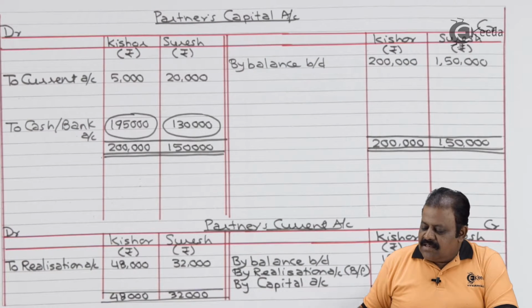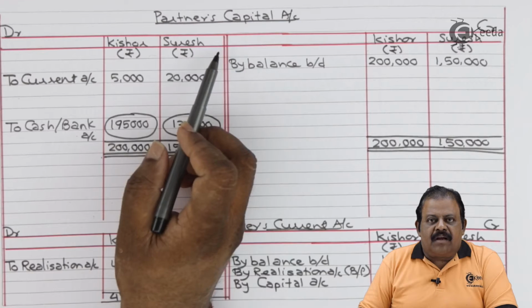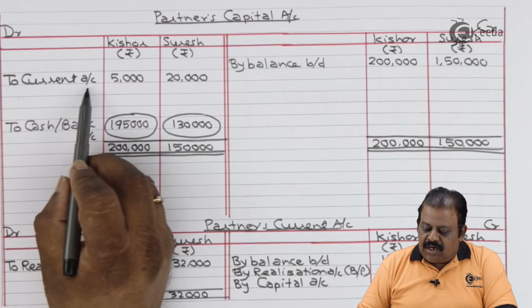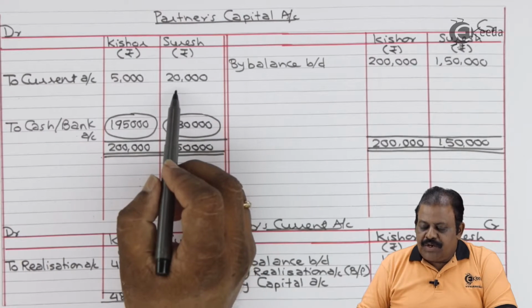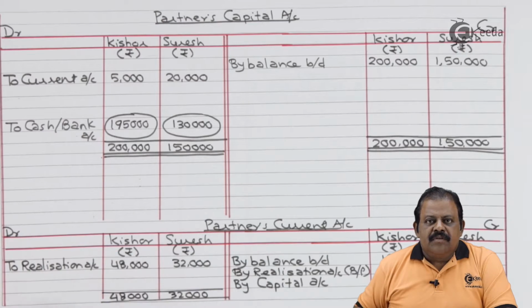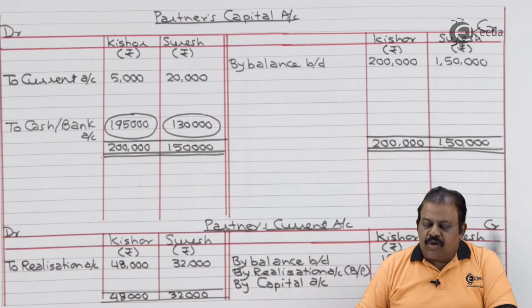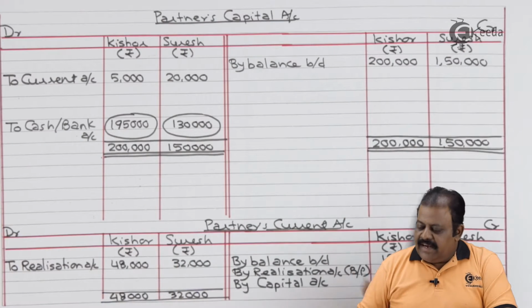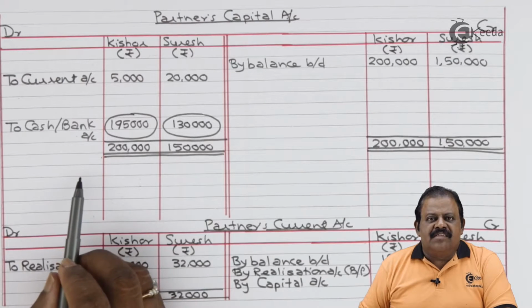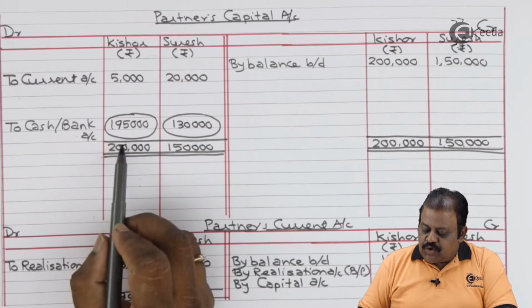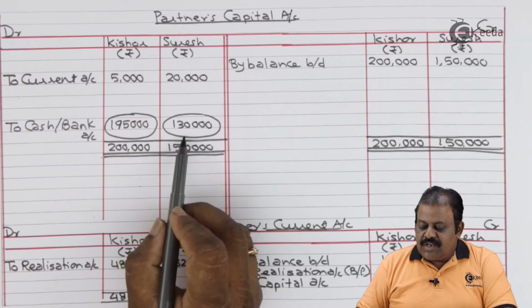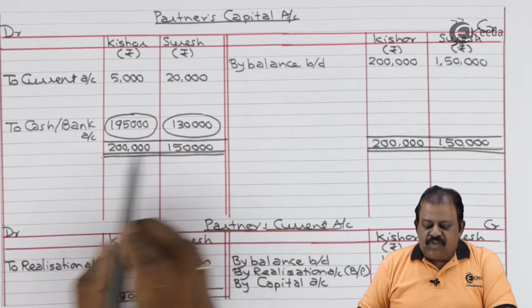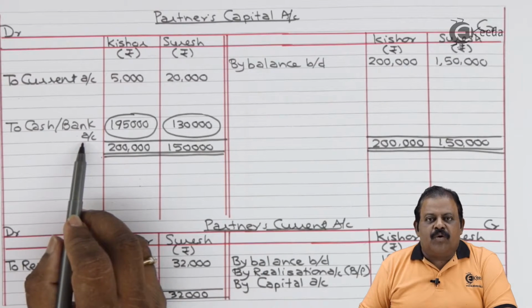Partners' current account balances are transferred to partners' capital account on debit side, to current account Kishore 5,000, Suresh 20,000. Now partners' capital accounts are closed. Credit side is heavy. We are getting balancing figure on debit side. Kishore 1,95,000, Suresh 1,30,000. This will be transferred to cash bank account.